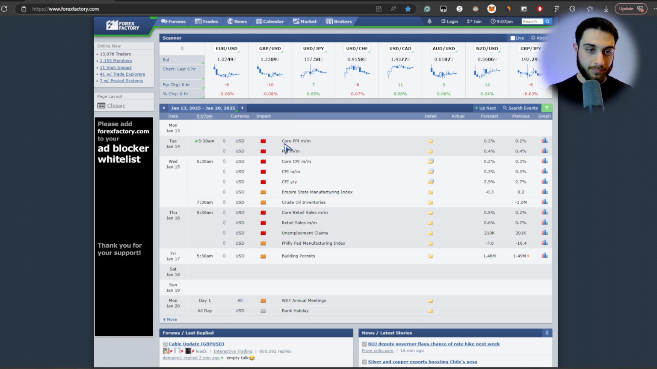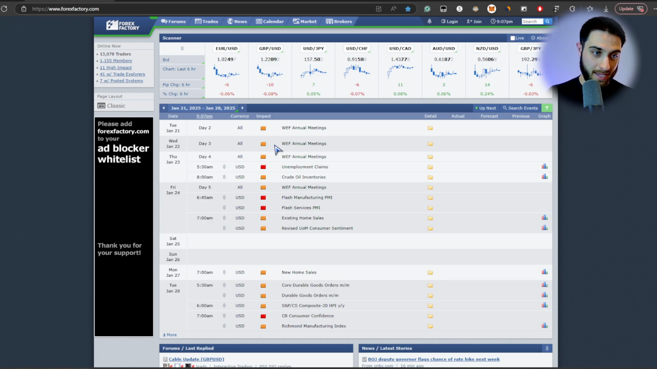So one of the biggest ones is CPI, right? Releasing pre-market, CPI is a big one. We also have unemployment claims, which is a big one that happens pre-market. PPI is also another one. It's not as strong as CPI, but it's still a very high impact news event.